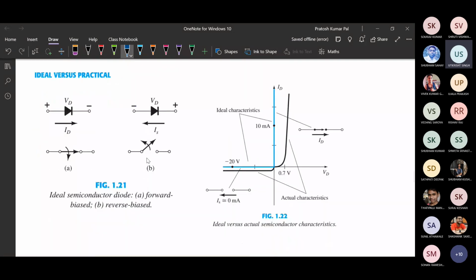The next point we will cover is the difference between an ideal and a practical diode. So here, this is the diode. If it is an ideal diode, once it is forward biased, it will work as a closed switch. Okay, if it is reverse biased, it will be like an open switch. If we plot the characteristics, this blue line will basically give you the ideal diode curve.